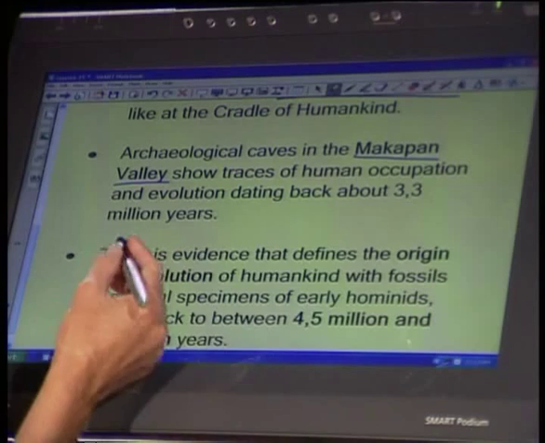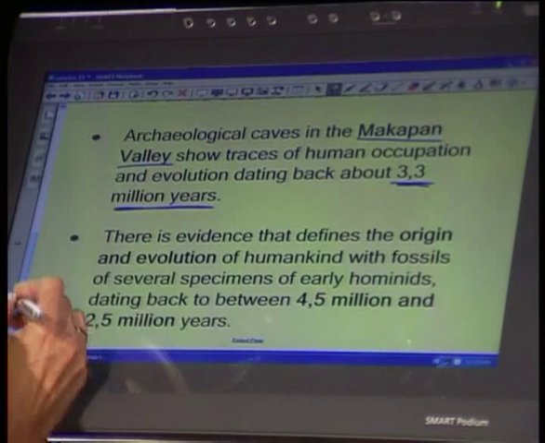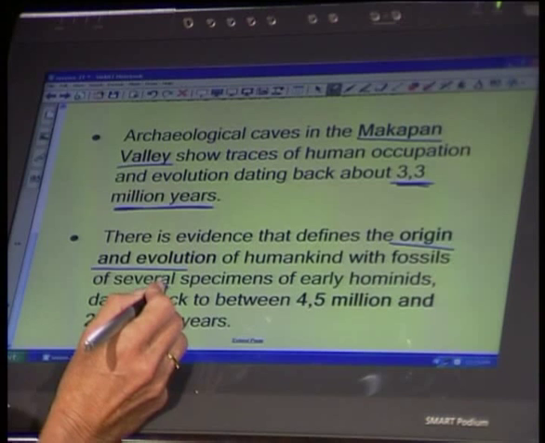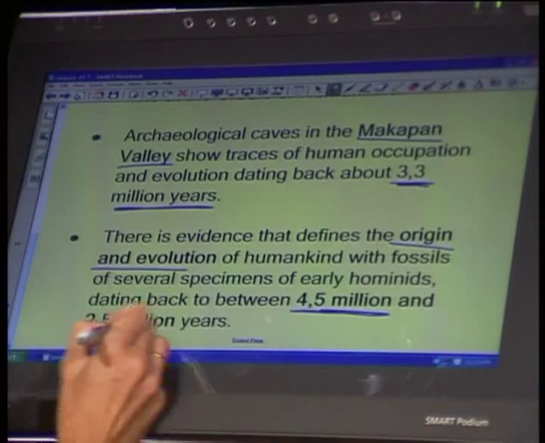Okay? The archaeological caves in the Magaliesberg Valley show traces of human occupation and evolution dating back to 3.3 million years. Now, that is a very, very long time ago. There's evidence that defines the origin and evolution of humankind with fossils of several species of early hominids dating back to between 4.5 million and 2.5 million years ago. Remember, we're working backwards. So if it's 1.5 million, it's closer to where we are, whereas if they say dating back to 4.5 million years, it's further away from where we are now.